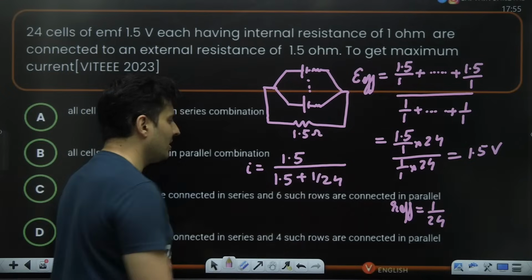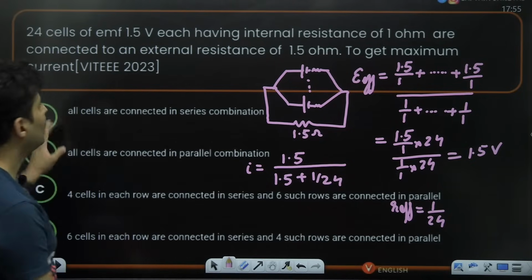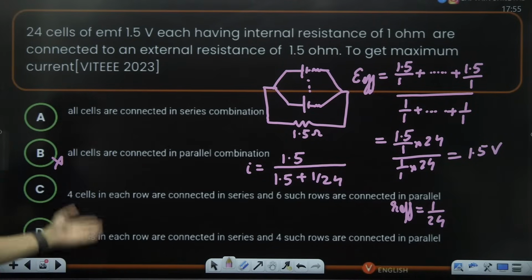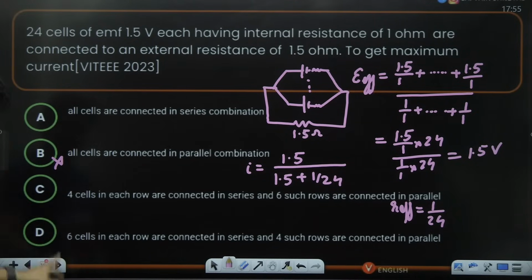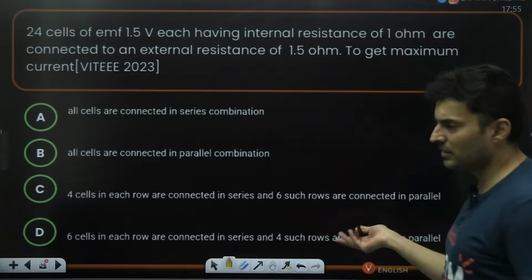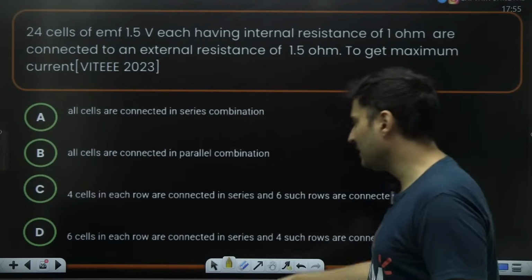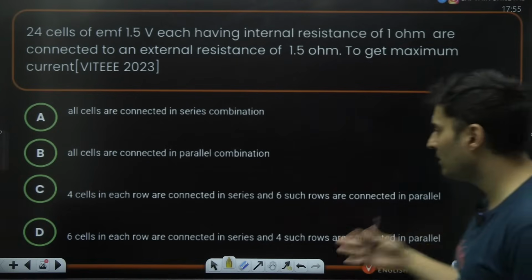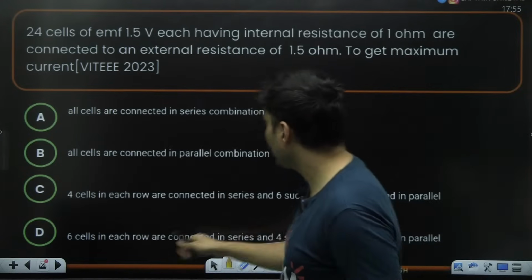I think this is definitely going to be less current, but the question is maximum. So B option is eliminated. Same thing you do with this also, either C and D. You can try any one of them. Let's say, for example, you try D option or C option, whatever. 6 cells in each row connected in series, 4 such rows are connected in parallel.